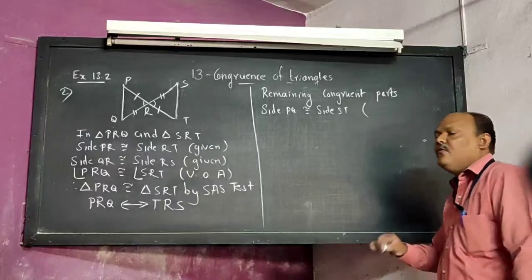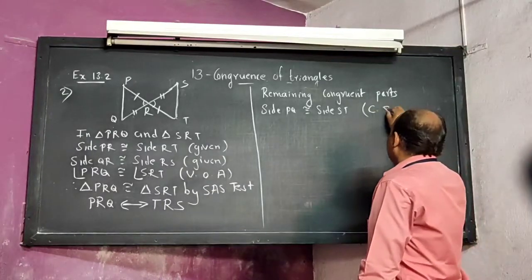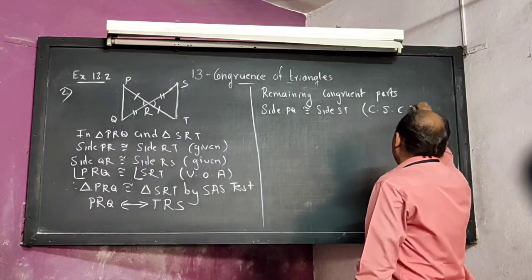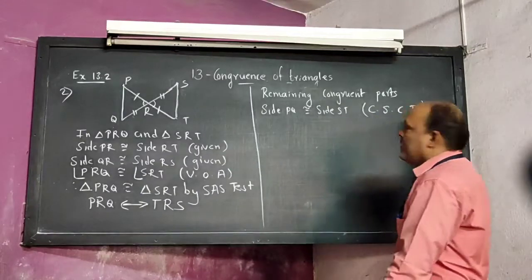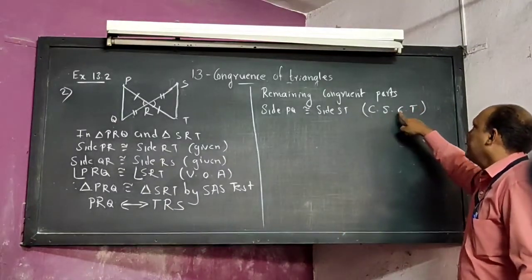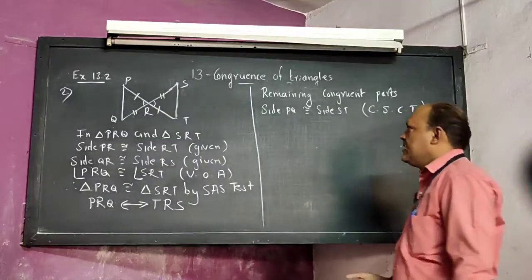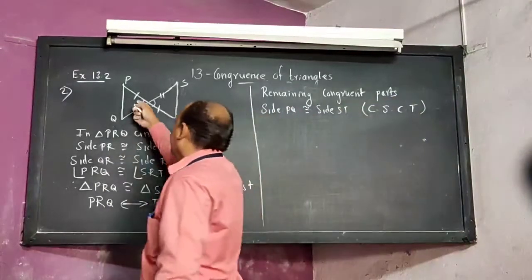Now we will write the short form of the reason: corresponding sides of congruent triangles, CSCT. What is the full form of CSCT? Corresponding sides of congruent triangles. I hope all of you understood. Now one angle I already wrote, that is angle R congruent to angle R.